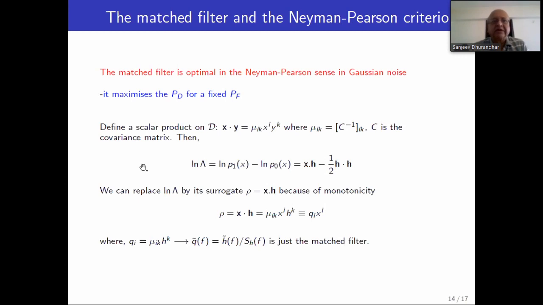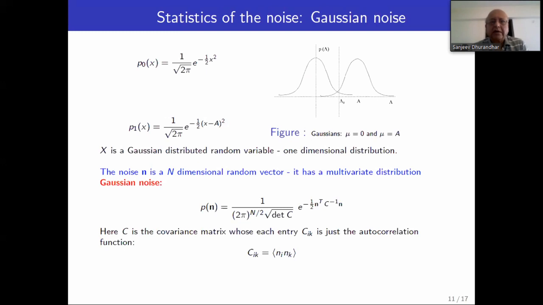And that is shown by this. You define a scalar product on the space of data trains, x dot y equal to mu_ik x_i y_k, where mu_ik is C inverse, exactly the thing which enters into the Gaussian noise. C is the covariance matrix. Then log lambda, as you see, is obtained if you do it for the Gaussian noise. Gaussian noise, as I told you, was this. Here, this is the Gaussian noise, Pn.